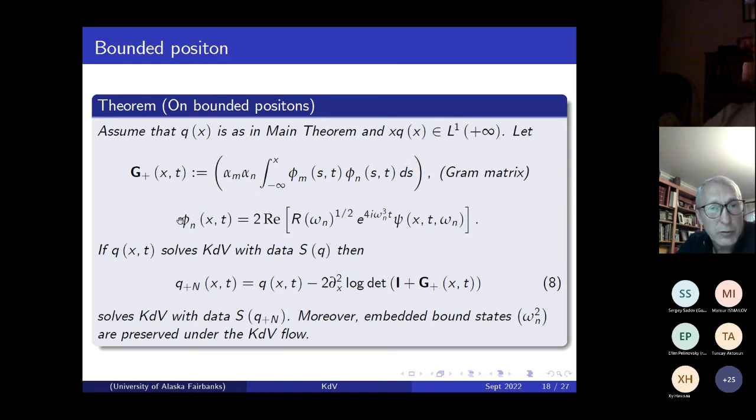And this way we can introduce a real function phi sub n. And once we do so and form the Gram matrix G plus out of these functions, then the potential given by this formula, denoted by Q sub plus n to indicate that it has n embedded bound states, solves the KdV equation with the data which corresponds to this scattering data. And the positive bound states, omega sub n squared, remain embedded bound states for all times.